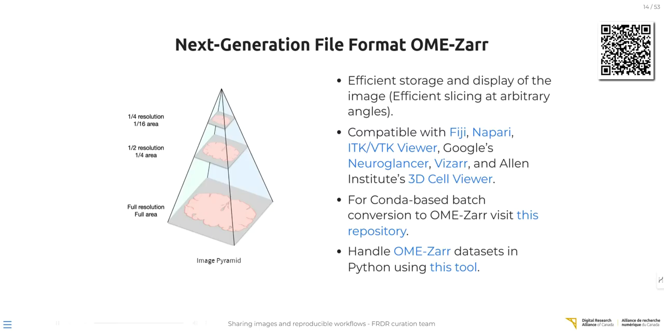This allows fast access to different resolutions and slicing angles without loading the full resolution data each time. OME-Zarr is compatible with many modern imaging tools, including Fiji, napari, Neuroglancer, and Vizarr, as well as the 3D Cell Viewer from the Allen Institute. If you're working with batch image datasets, the community provides conda-based conversion tools, and you can handle OME-Zarr in Python using the OME-Zarr pyramid library.